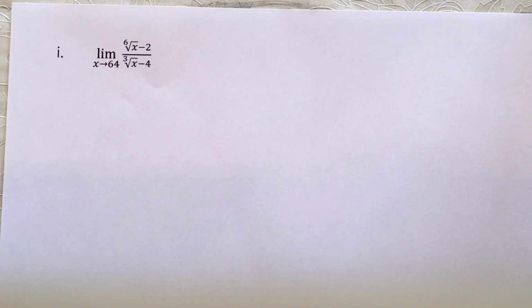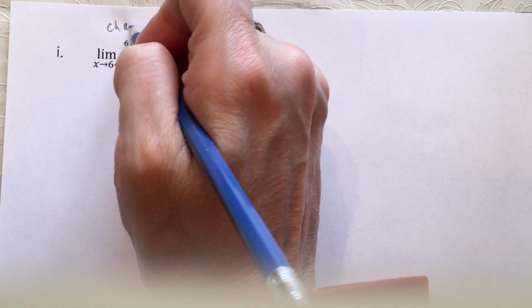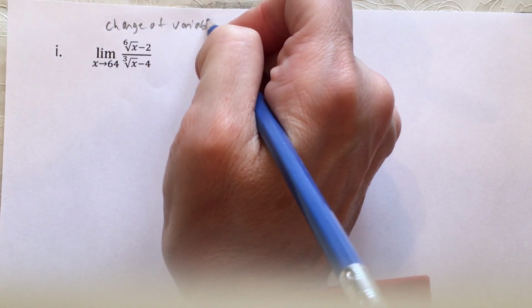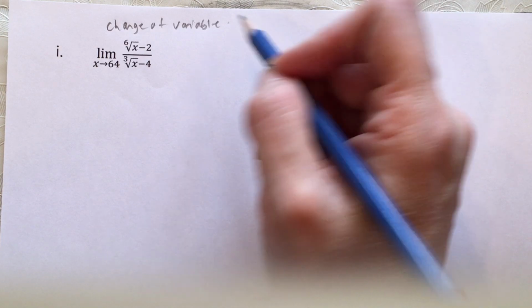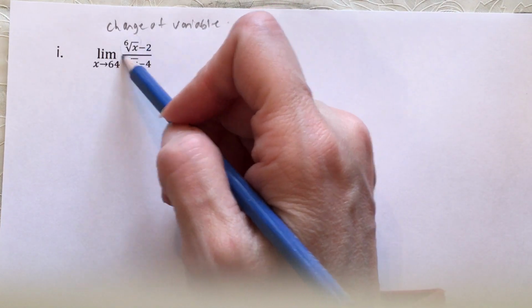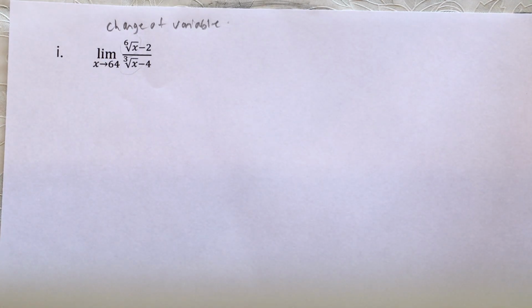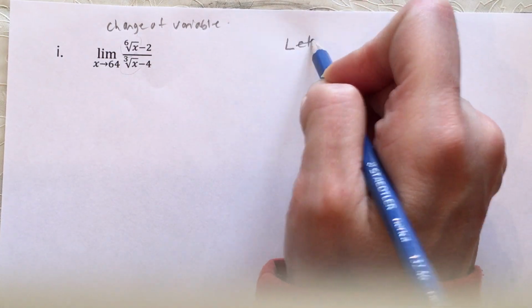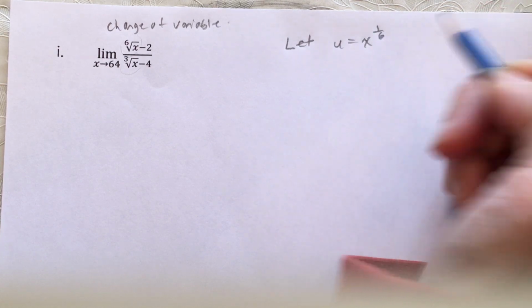Okay, so this one looks tricky. I'm going to say we're going to do a change of variable here. So we can either try letting u be x to the 1/6 or letting u be x to the 1/3 and then see which one works out better. So we'll start with trying with the smaller one first. So let u equal x to the 1/6.